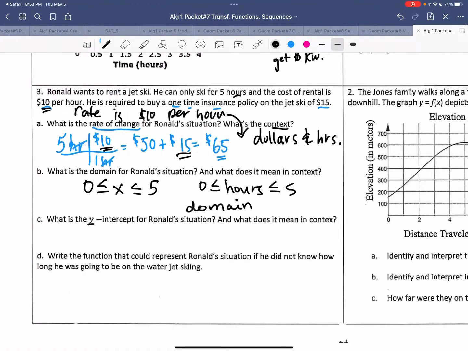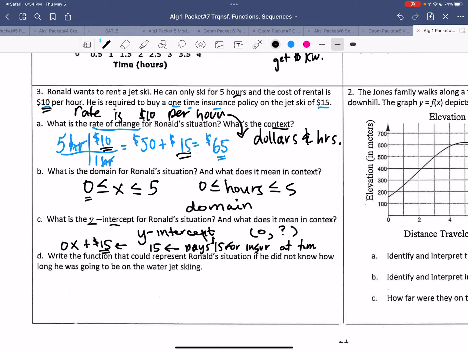What is the y-intercept? The y-intercept is always what we get for y when we plug in 0 for x. Here, at time 0, even if he rents for 0 hours, he is still buying this $15 insurance policy. So the intercept is 15. And what does it mean in context? He pays $15 for the insurance at time 0, spent on the ski.